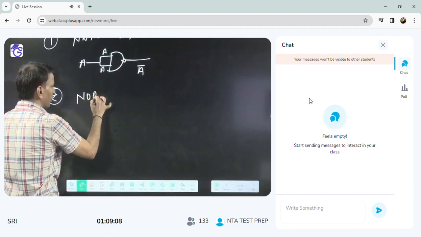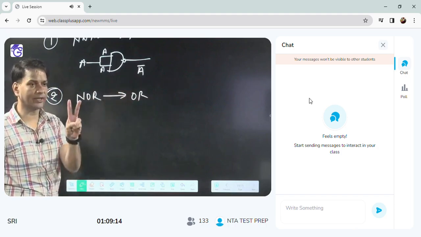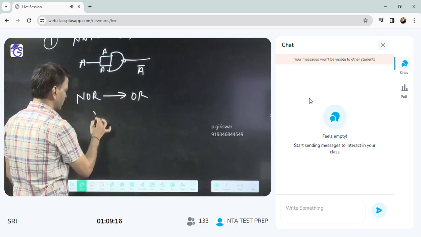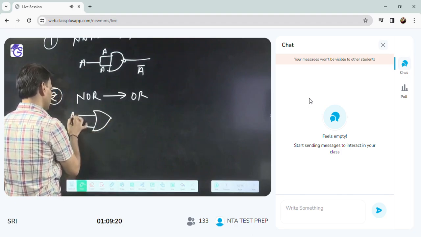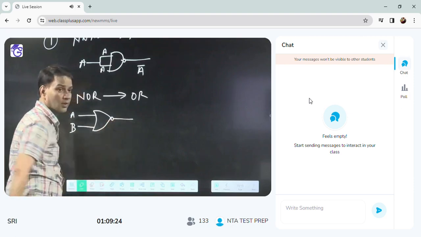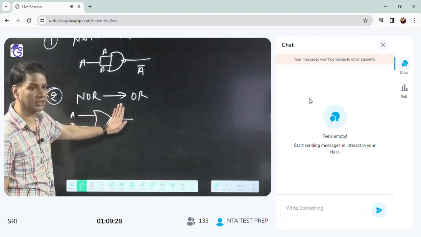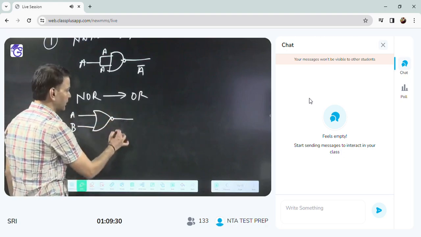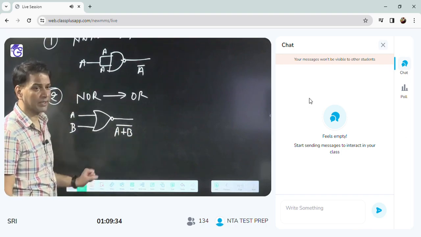Number 2, NOR to OR. Same. For OR, 2 gates are required, which means 2 NOR gates. So this one NOR I use. A and B are the inputs. So first do the addition, A plus B, but NOT. So you will get what? A plus B whole bar. Okay, A plus B whole bar.